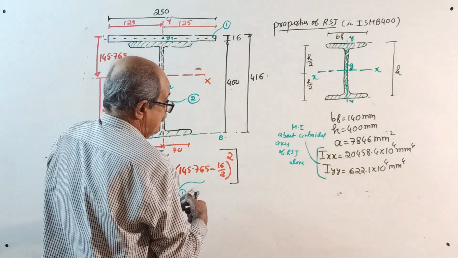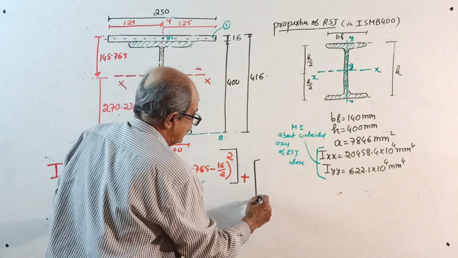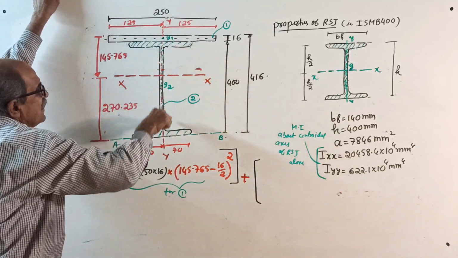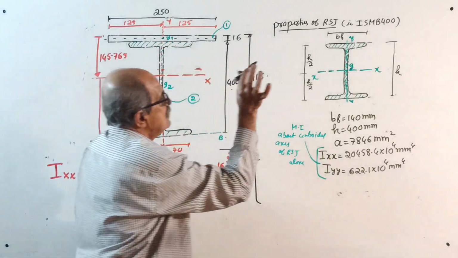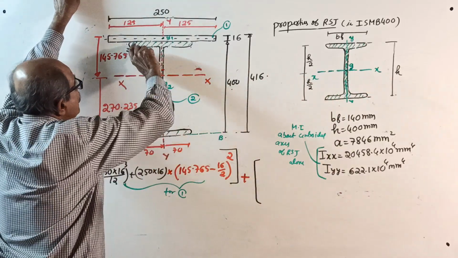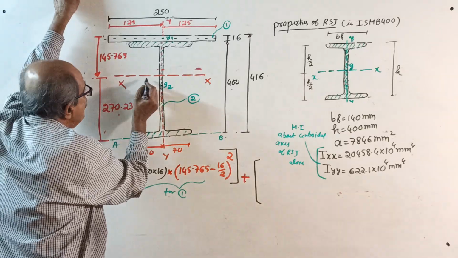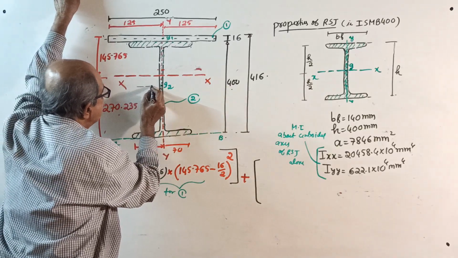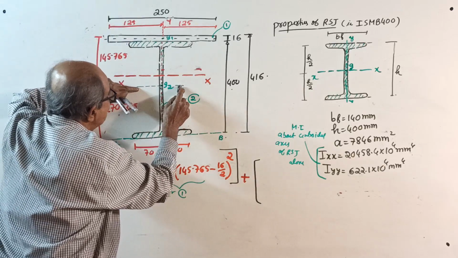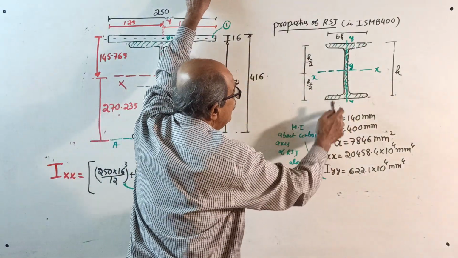Then plus. I hope space is there. Little down I will come. Okay, start. I about xx for this complete I section. First come to the centroid of the I section. This is the centroid for the complete I section as one unit. The axis passing through the centroid and parallel to x-axis is this axis. I about this axis, that Ig, is nothing but your Ixx.